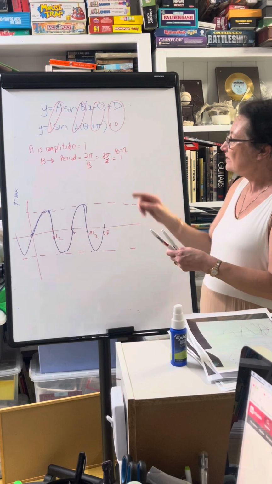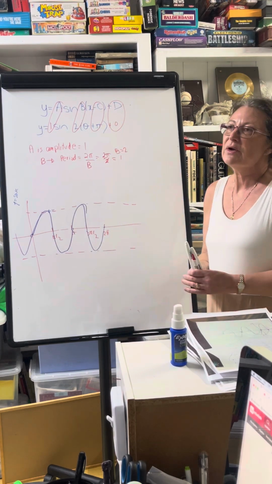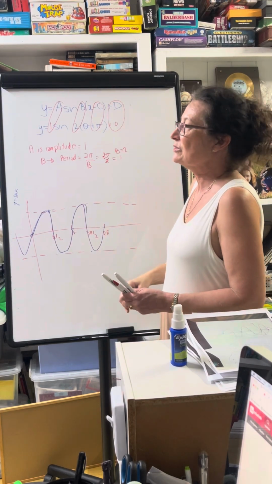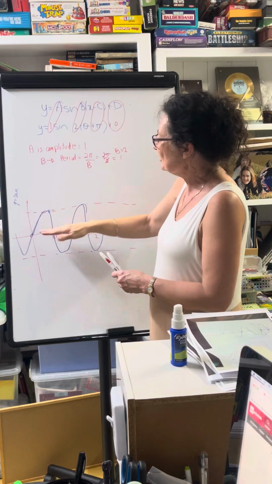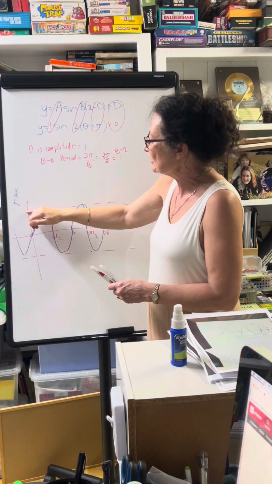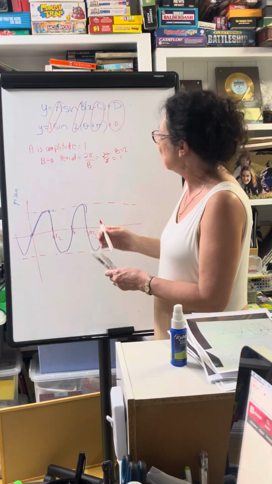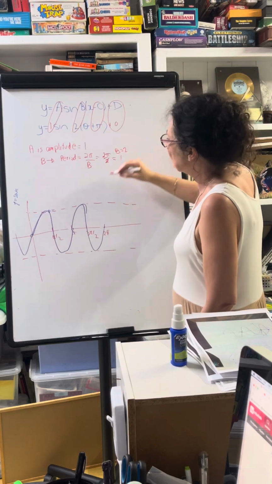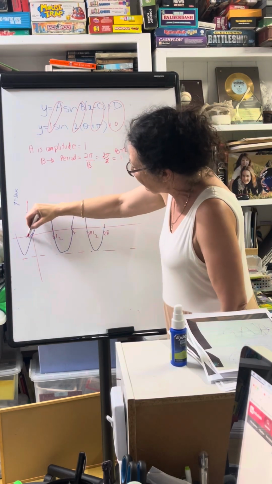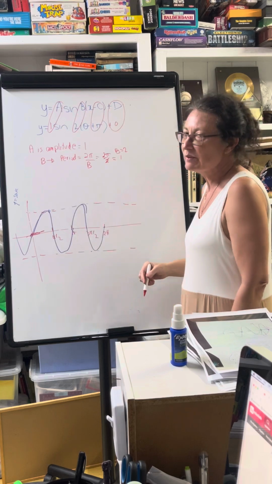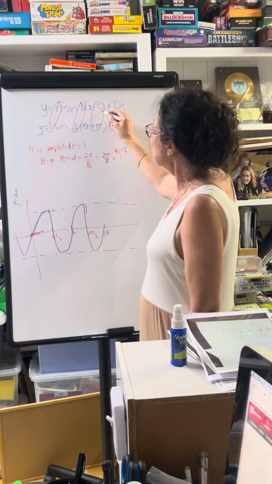Then D is easy. D is called your vertical shift. If it's plus 2, you move this up 2. But then you have to work out what they call the mean. If we move it up 2, we have to work out this little mean value in the middle. But we'll do that another time. This is a hard one.